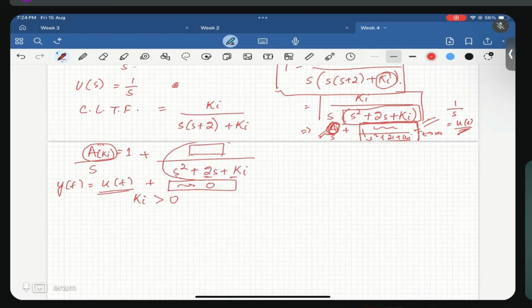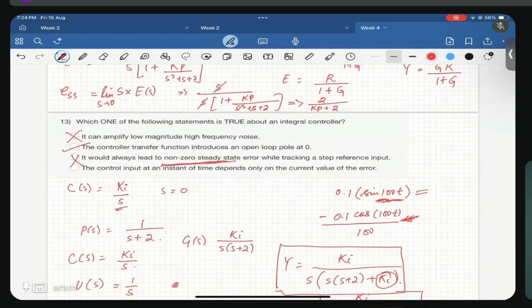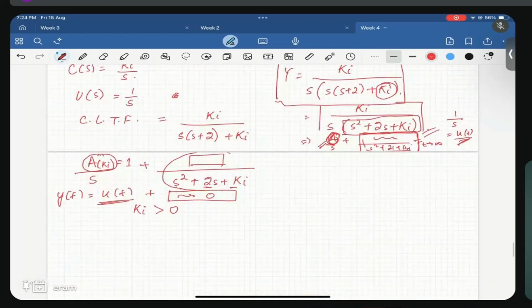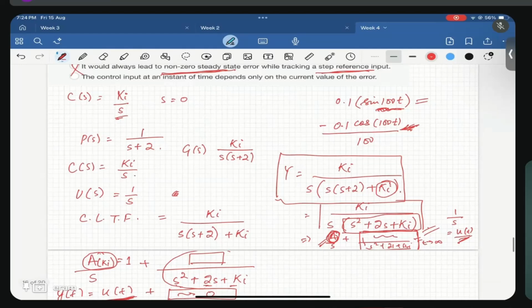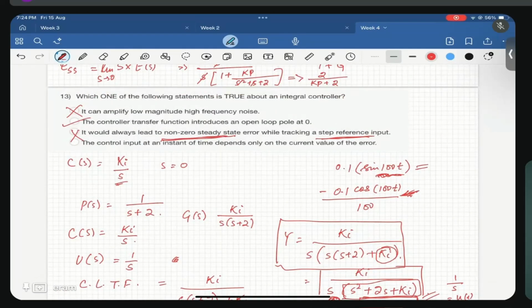So because we are providing a step reference input, at t tends to infinity we are getting the output as 1. So we are successfully able to track the reference. So the statement that we will have a non-zero steady state error is not correct. We can have a zero steady state error. And what about the last one?